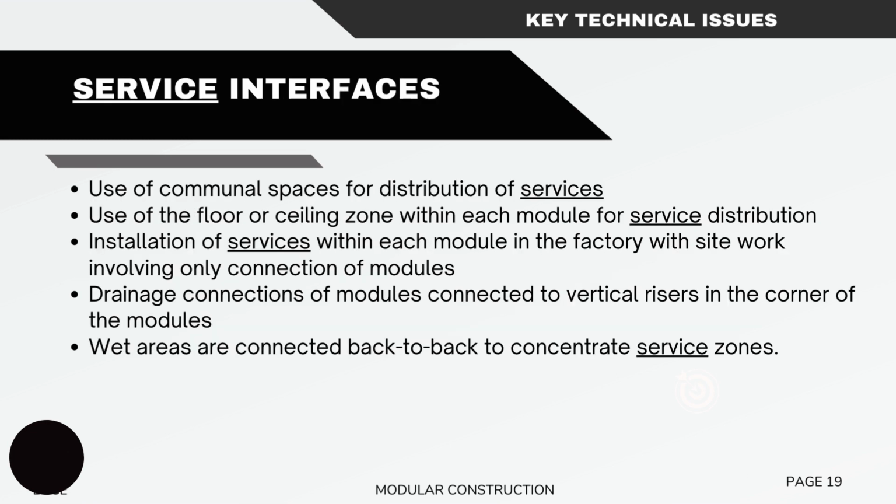Also, we have the service interfaces, use of a communal space for distribution of service, use of the floor or ceiling zone. So for service distribution, we have the installation of service within each module in the factory with site work involving only connection of module. We have the drainage connection of modules connected to the vertical risers in the corner of the modules. We have the wet areas connected back to back to concentrate service zone.